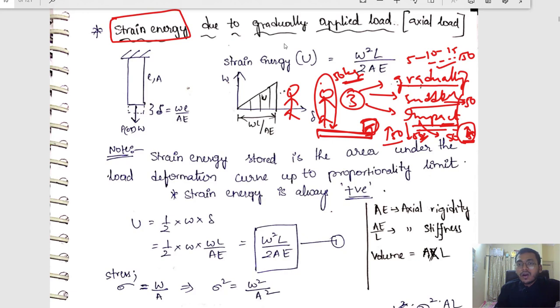So when you jump on this, obviously your weight will be seen as some 80 kg or 70 kg, and then within some seconds it will come down to 50 kg, which is your normal weight, right? Agreed? So these are the three types of loading condition.